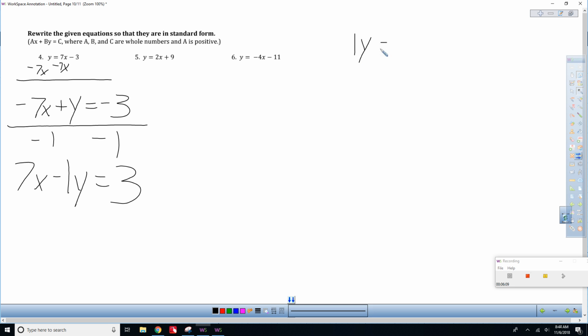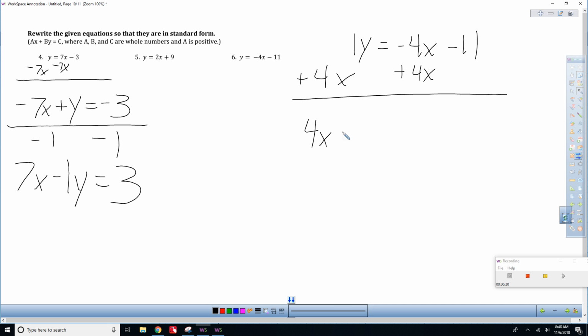1y equals negative 4x minus 11. Add 4x to both sides, and you get 4x plus 1y equals negative 11. A is positive, and that is standard form.